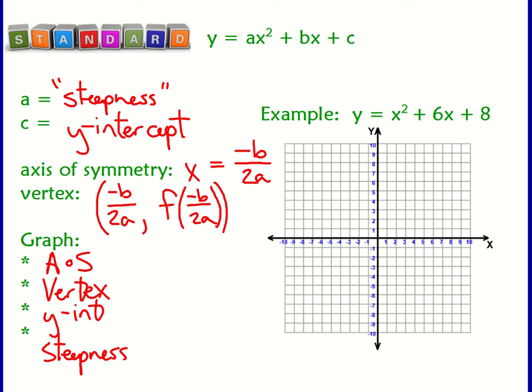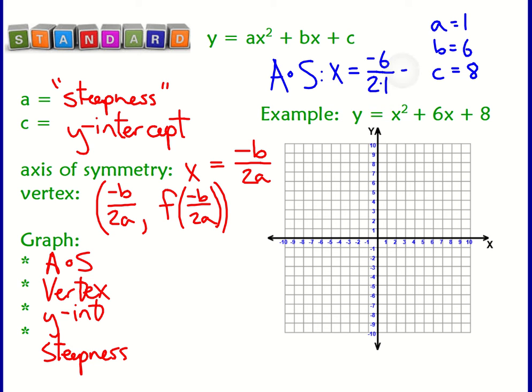So let's go ahead and do our example. In the example, we have y equals x squared plus 6x plus 8. So I can see that a is 1, b is 6, and c is 8. I'm finding my axis of symmetry. In this case, my axis of symmetry would be x equals negative b, so negative 6, over 2a, so 2 times 1, which is negative 3. So x equals negative 3. I could place that on the graph so I know that that's where my graph is symmetric.